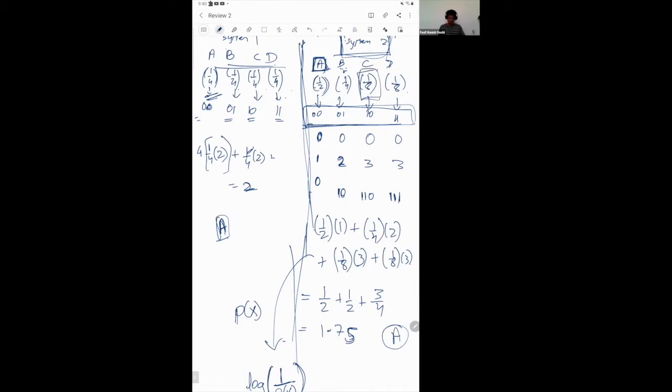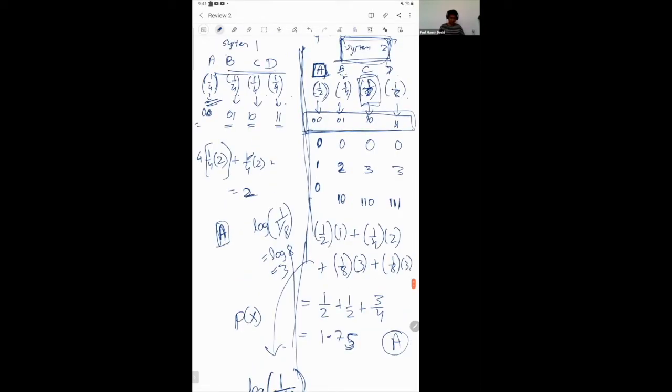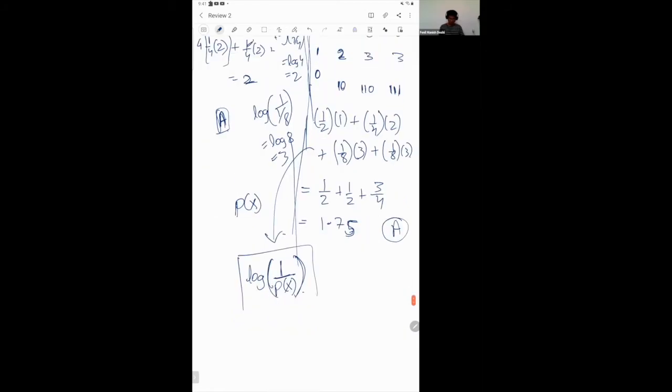The number of bits that I would need here, since it's 1/8, is log of 1/(1/8), which is log of 8, which is 3. And similarly here, if it's equally likely, if it's 1/4, then log of 1/(1/4) is log 4, which is 2. These are the number of bits that I need to represent an event that has probability p of x.